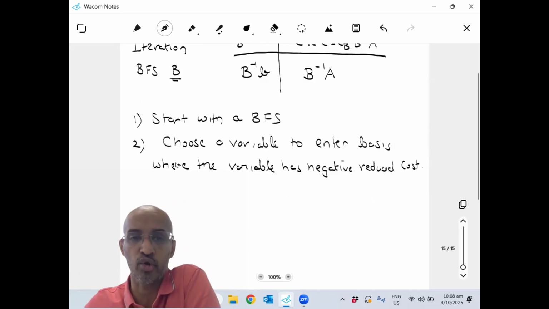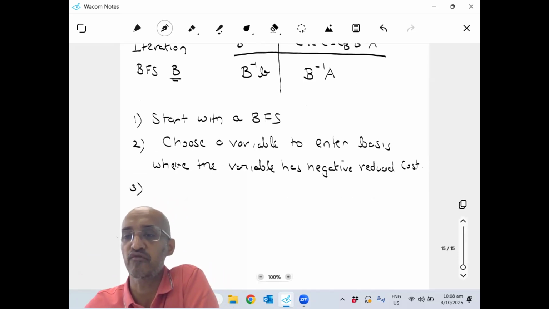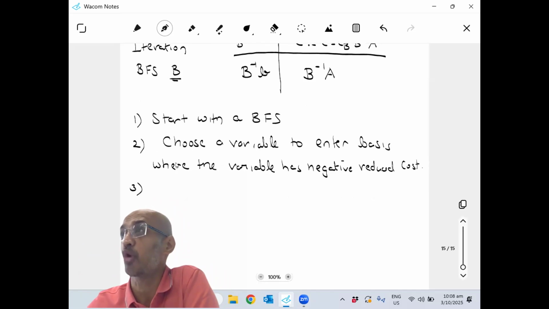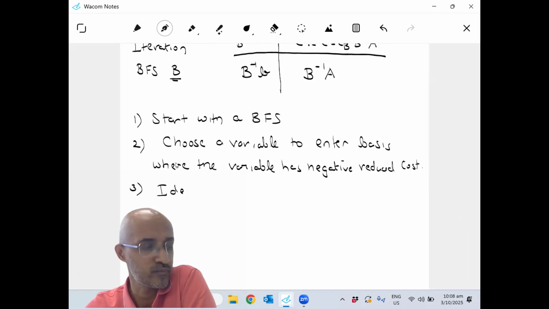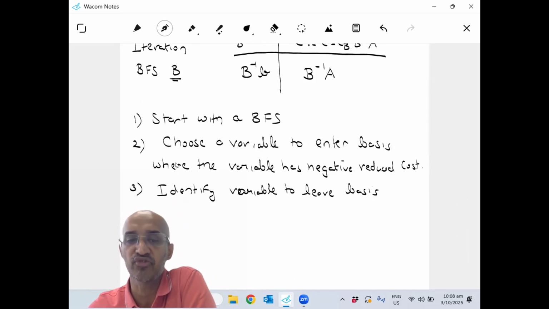Okay. So next, what we are going to do is identify a direction in which I would like to increase this xj variable, and thereby decrease my objective function. Then I will identify the variable to leave the basis, and I will do all these steps. Okay, we'll do an example. Identify variable to leave basis using the minimum ratio test.